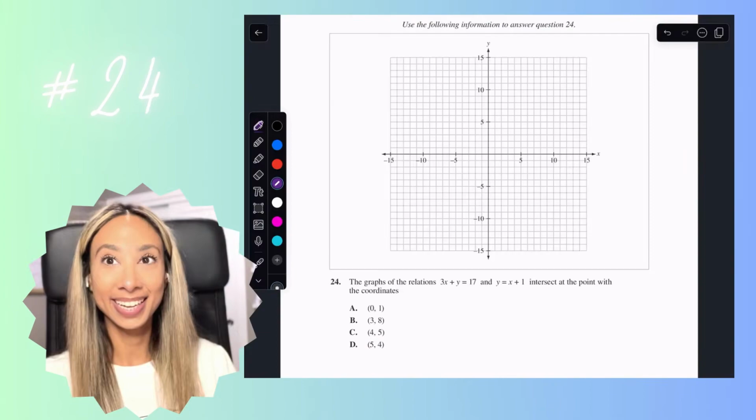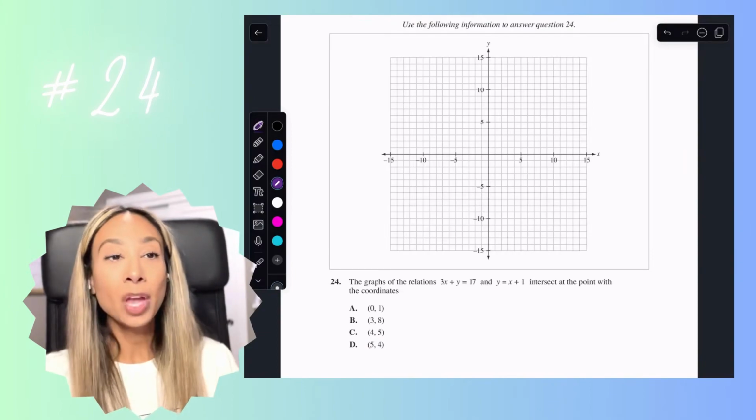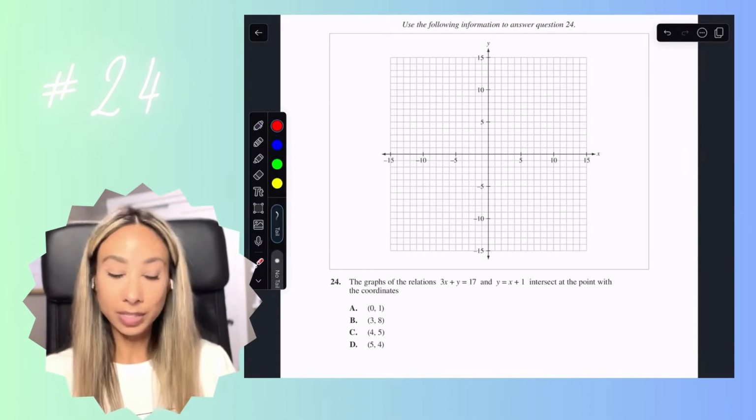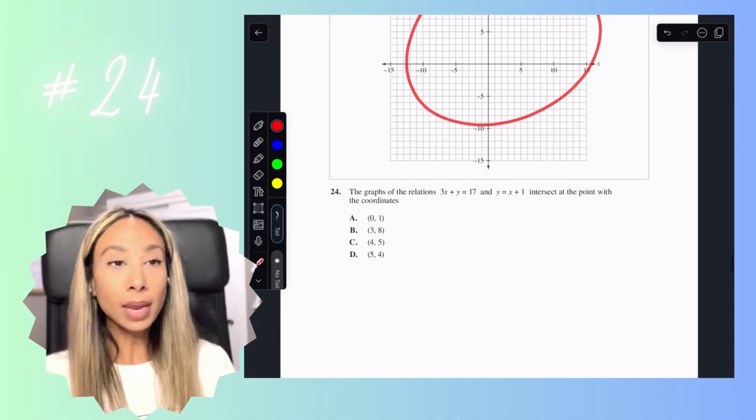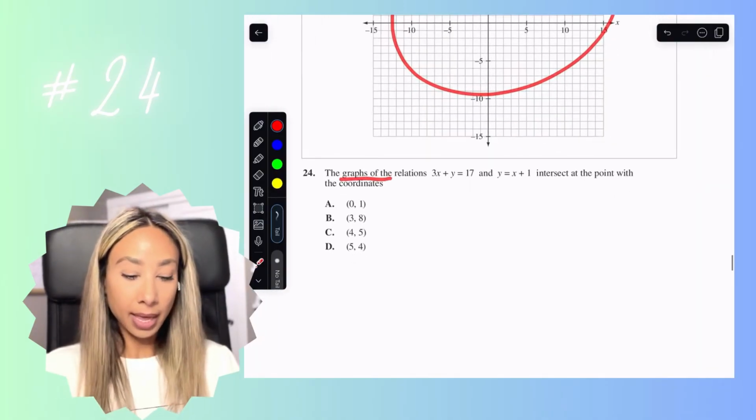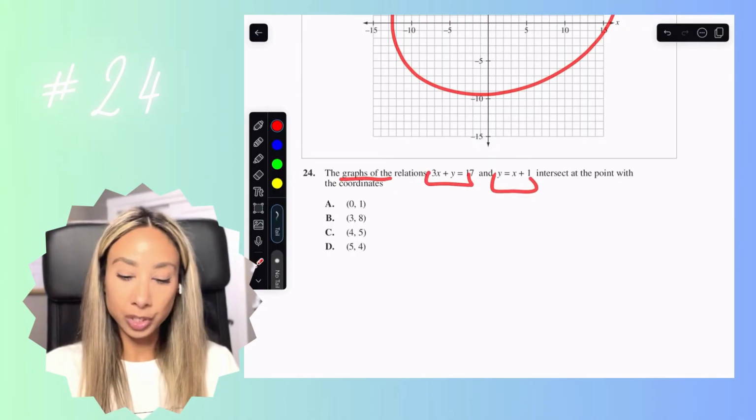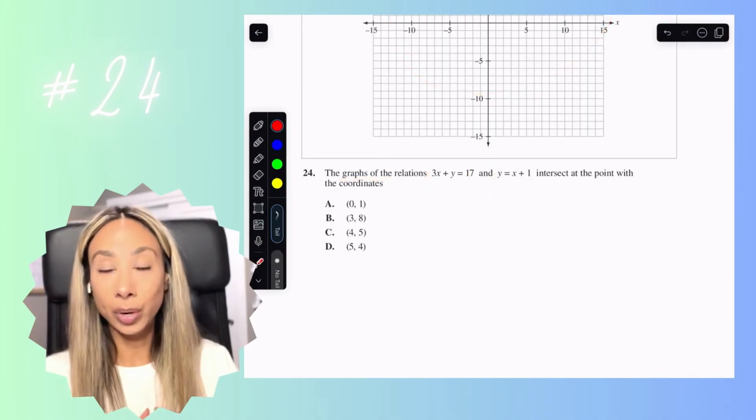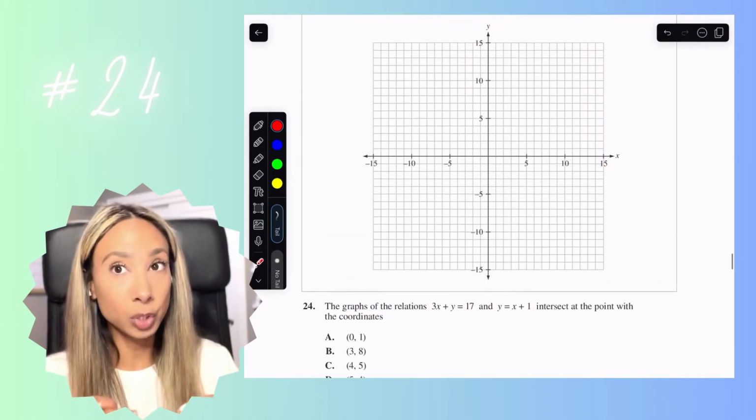Number 23. Okay, number 24 here. So what we want to do here is they've given us a graph, as we can see. And what they're saying is, in this graph, they gave us 2 equations. We want to know where those 2 equations are going to intersect, and specifically at which point.